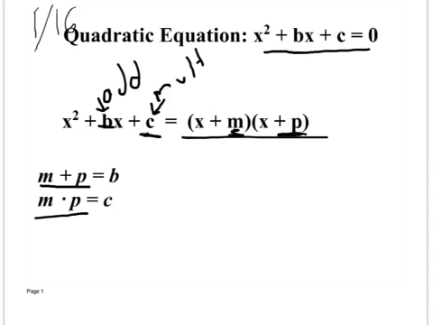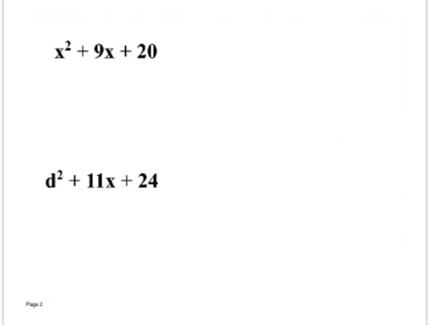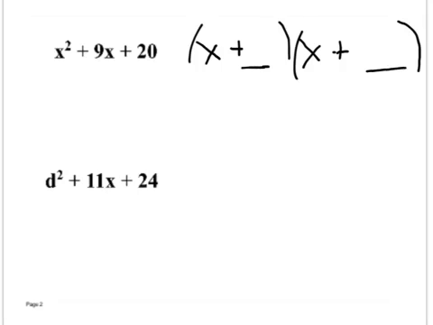It'll make more sense in a minute. All right, write these down. We're going to factor these. So we have x squared plus 9x plus 20. What we need to do is come up with x plus something times x plus something. We need to know what goes here and here. So what we look at is what multiplies to give us 20 and adds to give us 9.